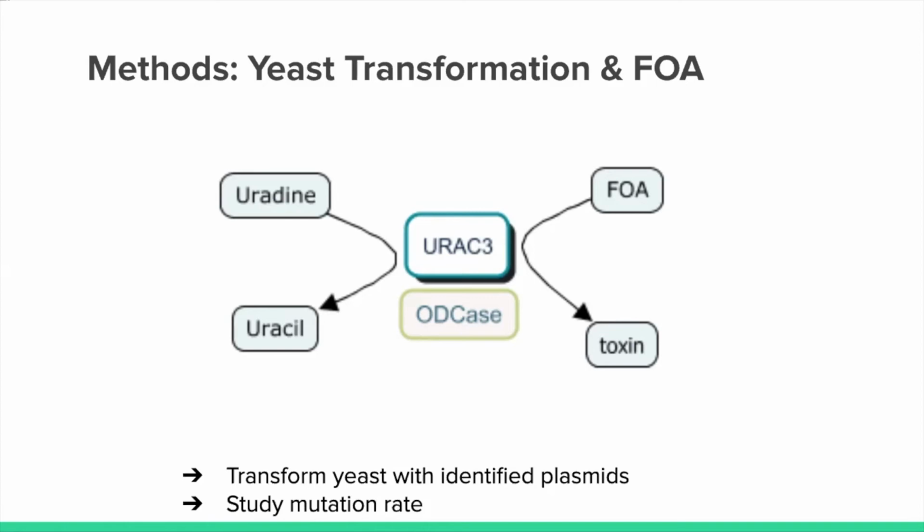But if it does not have a functional MSH2, these cells will not integrate the FOA into their DNA and will not die. So if there's growth on the plates that have FOA, then the subsequent mutation rate is high. And if there's no growth, then the subsequent mutation rate is low.